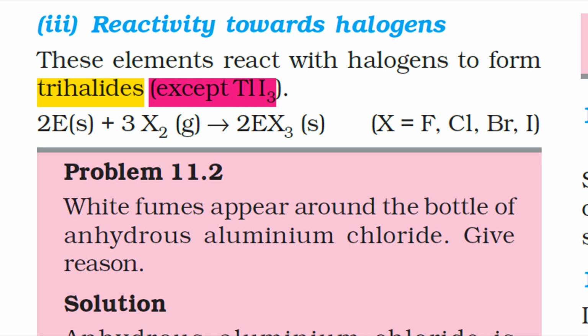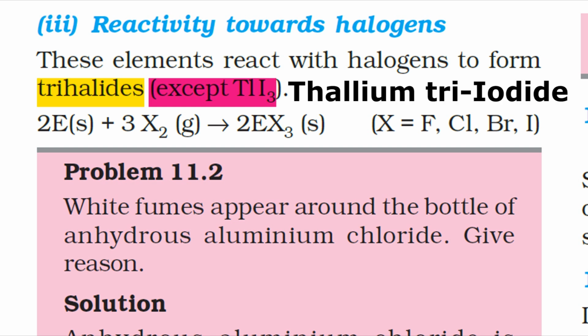Next is reactivity towards halogens. These elements react with halogens to form trihalides, but the exception is TlI3, thallium triiodide. Okay, this is important. Remember this. This happens because both have large size. Thallium and iodine both have large size, that's why they can form TlI3. See this reaction: 2E plus 3X2 gives 2EX3, and here X means fluorine, chlorine, bromine and iodine.